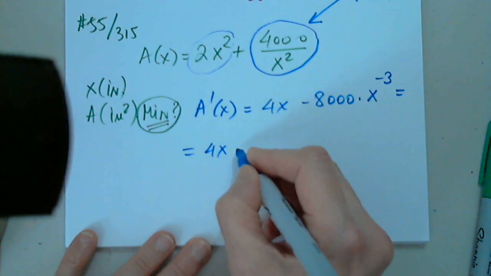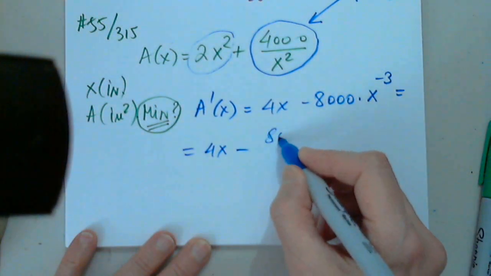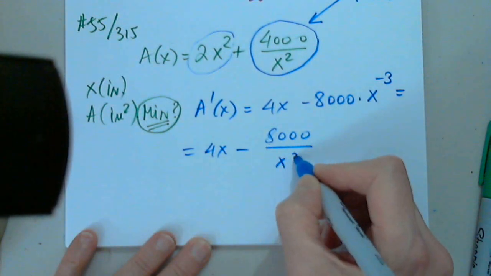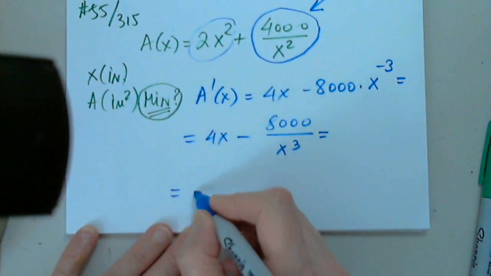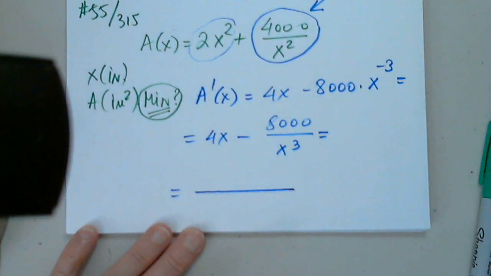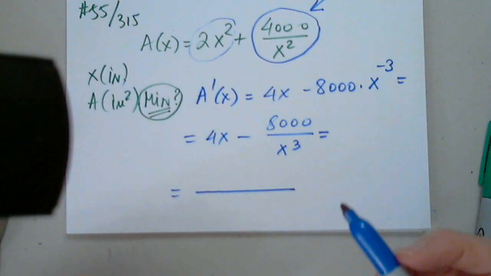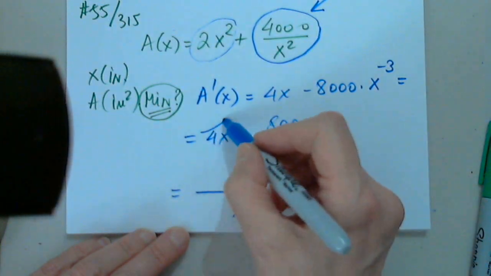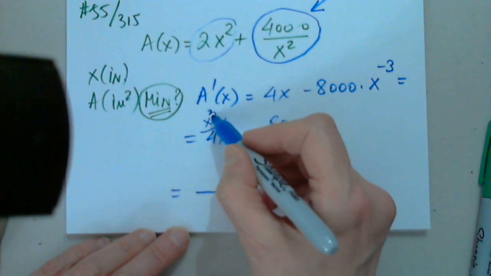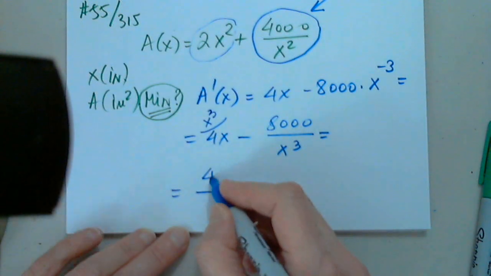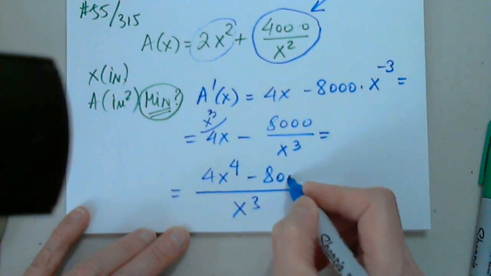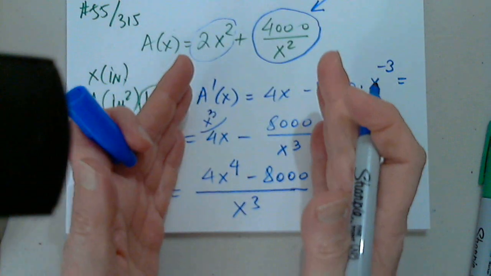So we have 4x minus 8,000 over x cubed. We need the least common denominator. Can anyone give us the least common denominator here? X cubed. Yes, awesome. So then this needs to be multiplied by x to the third. So 4x to the fourth minus 8,000. Awesome. So we simplify the derivative.